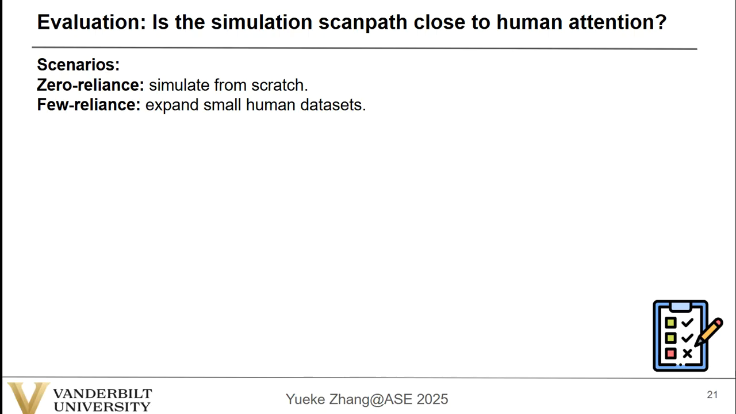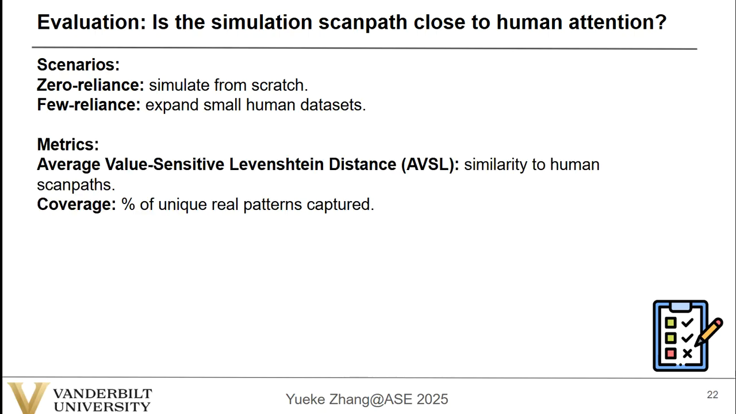To evaluate our approach, we consider two scenarios. First is zero reliance, which means no prior human attention is available on the code snippet, and also few reliance, where we seed it with several real-world scan paths for the code snippet. There are also two metrics. AVSL, the average value-sensitive Levenshtein distance, measures the similarity to human attention using a distance that penalizes longer jumps. And coverage measures the percent of unique real-world patterns we can capture.